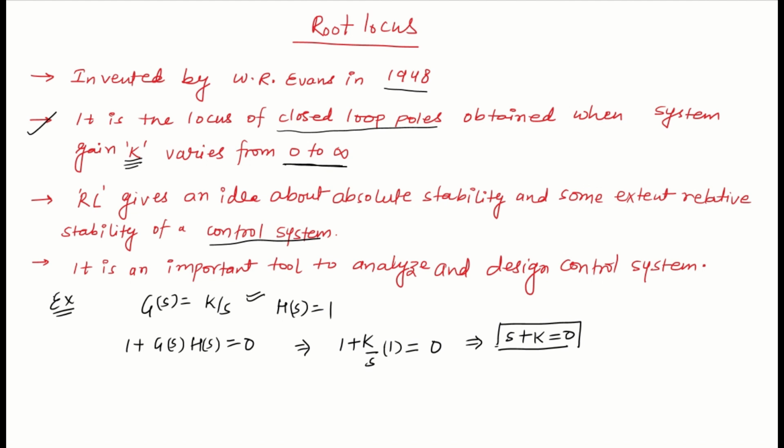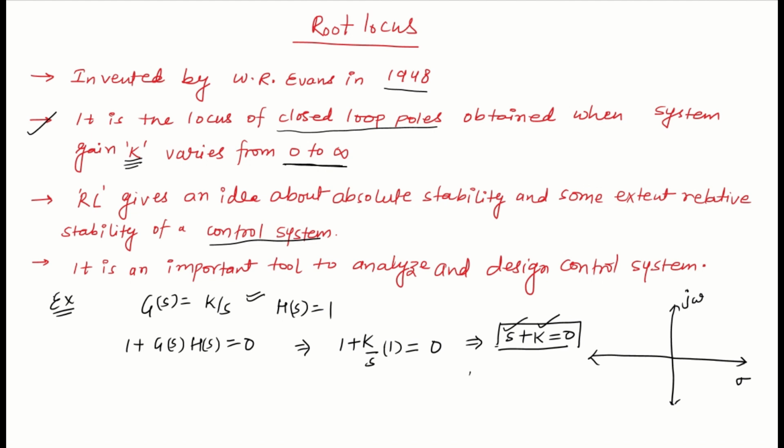In order to draw the root locus, first we need to draw a pole-zero diagram for this characteristic equation. We know what a pole-zero diagram is, already discussed in previous classes. Here we have a real axis, and this vertical axis is the imaginary axis, the j omega axis. Now, for different values of k, when k varies from 0 to infinity, the locus of the closed loop poles is the root locus.